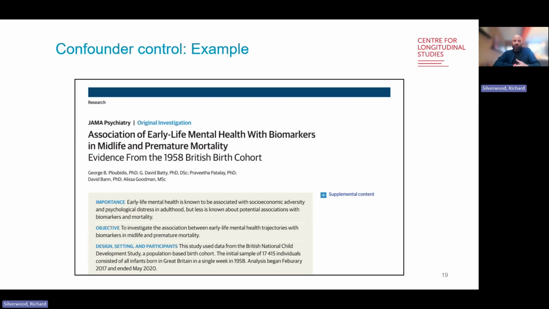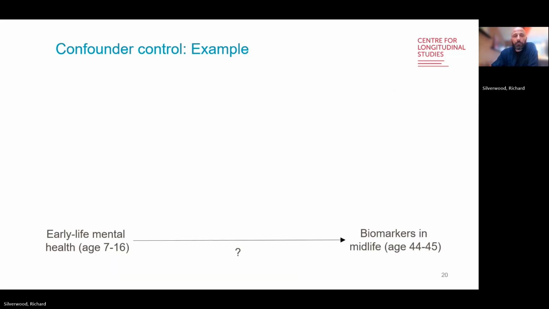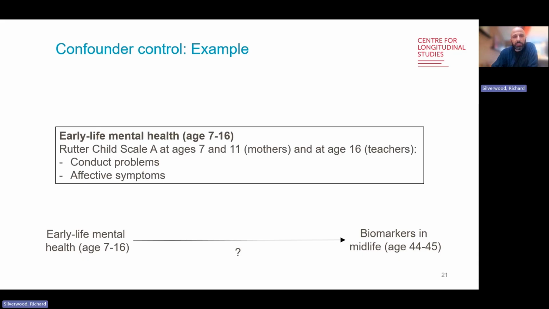So I'll take some example analyses here from this paper looking at the association between early life mental health with biomarkers in midlife and premature mortality, though I'll only focus on the biomarker analyses. So the question here is whether there's some causal effect of early life mental health on biomarkers in midlife. So if we're interested in this, what sort of confounders do we think there might be that we should account for in our analyses?